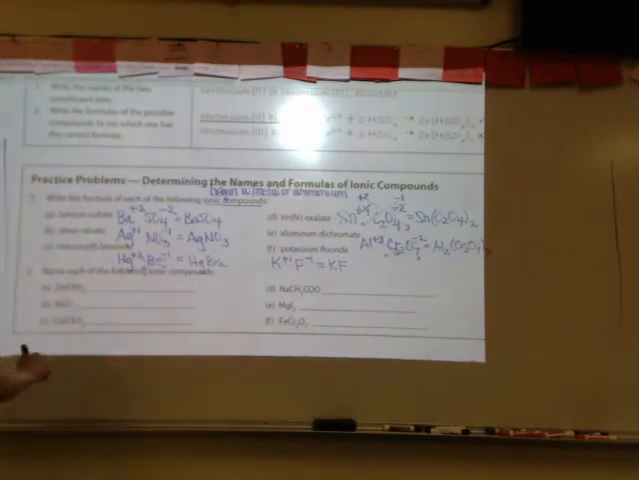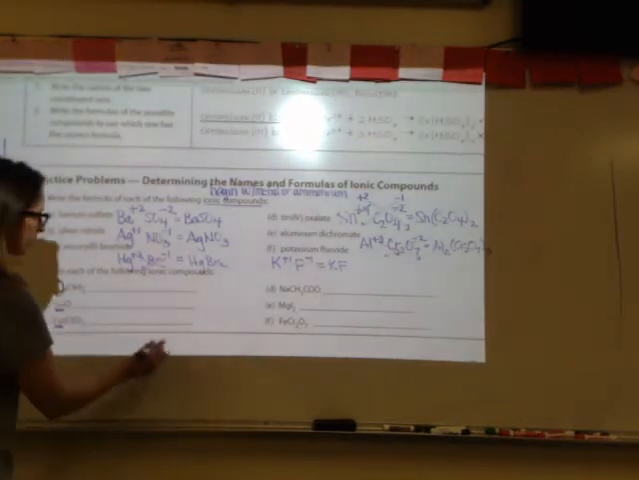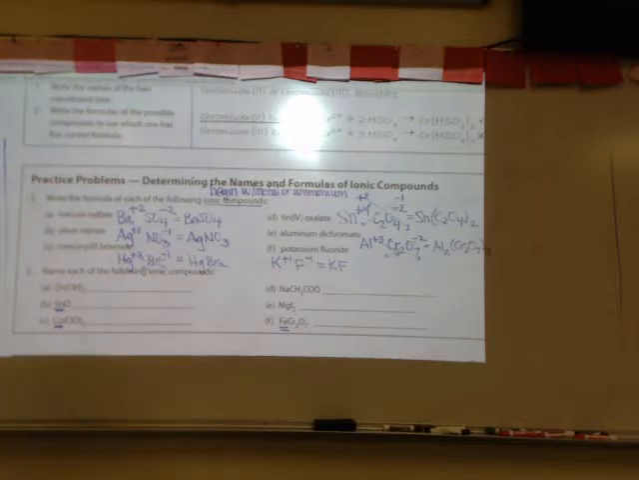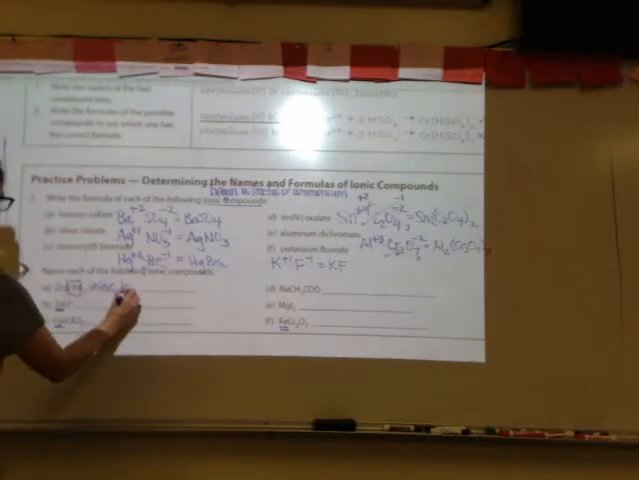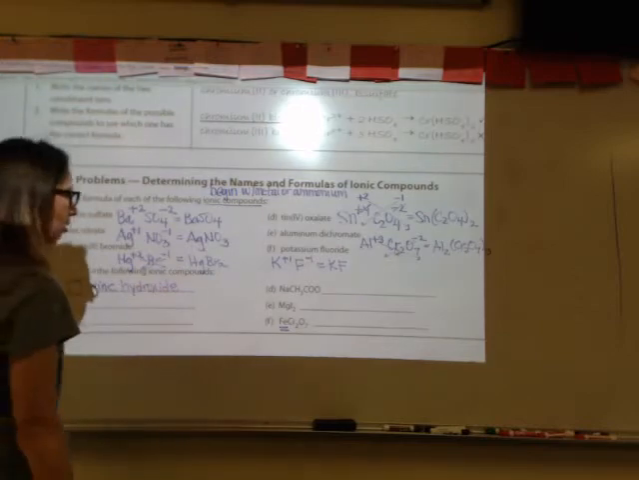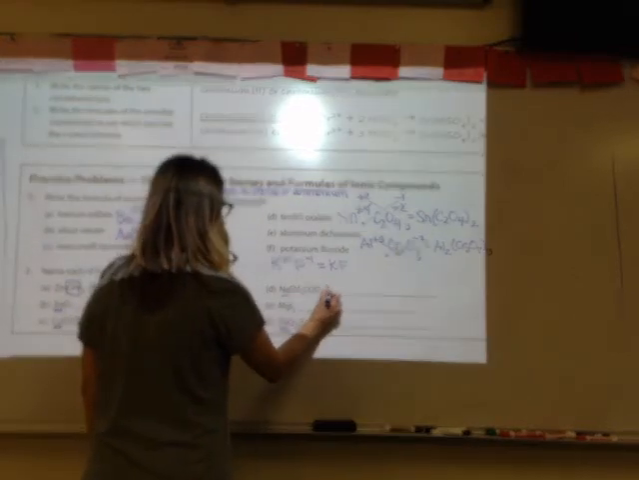Now, for naming the rest of these ionic compounds, remember, you've got to be aware of which ones contain transition metals that require you to calculate their charge. These are your multivalent ions. I'm going to do the others first. Zn is zinc. When you have parentheses, name what is inside the parentheses. OH is hydroxide.